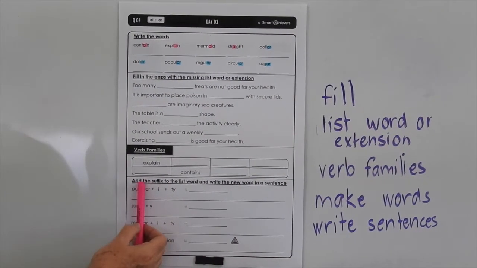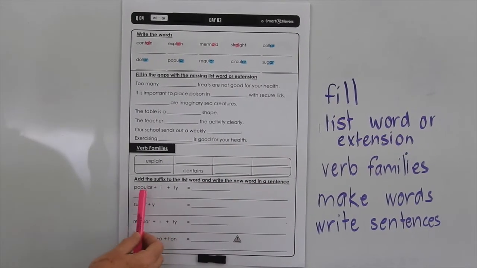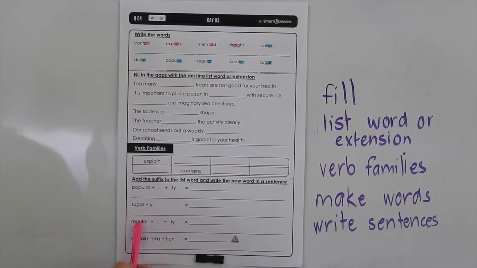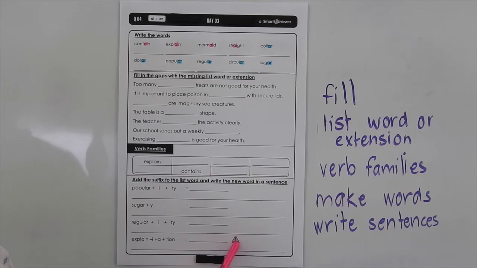Down the bottom you have to add the suffix to the list word and write the new word in a sentence. So popularity, just follow the prompts there. Sugary, regularity, and explanation. Now just be careful on this one when you're writing it. You've got to actually take away that I before the N and then add ATION to the end.